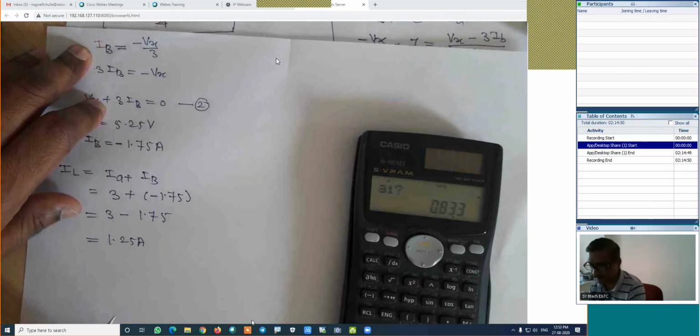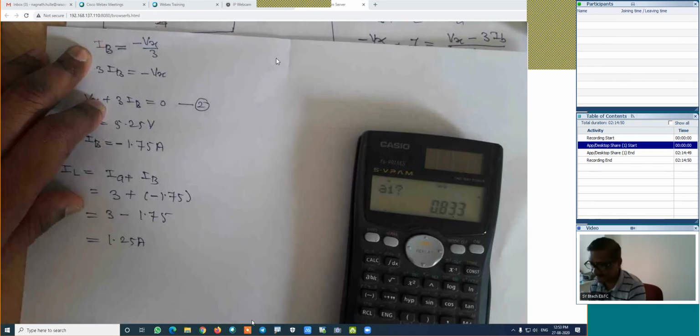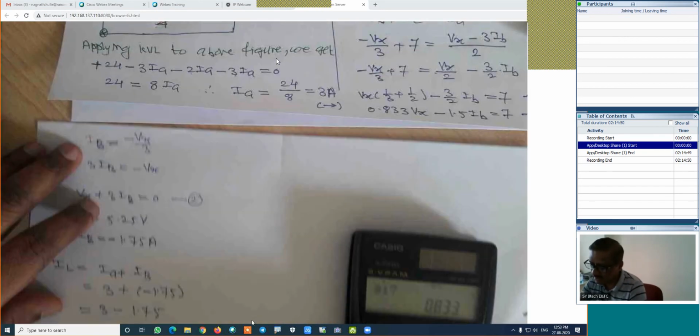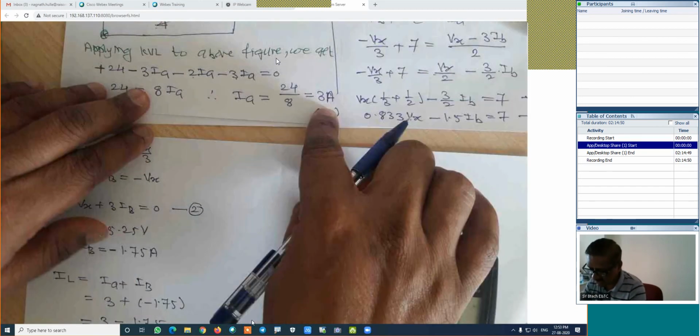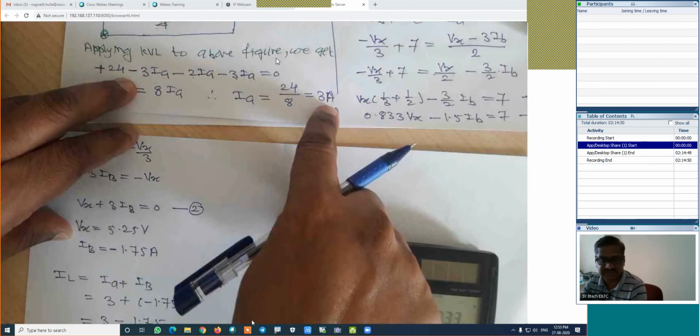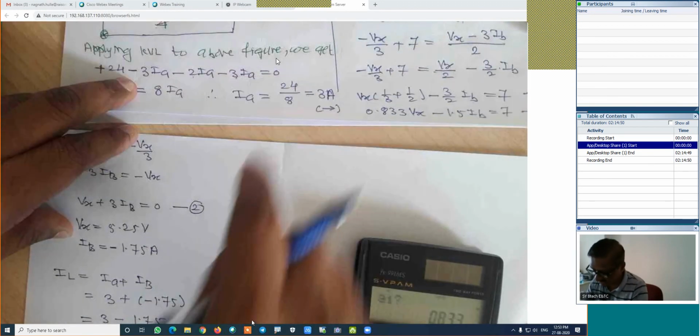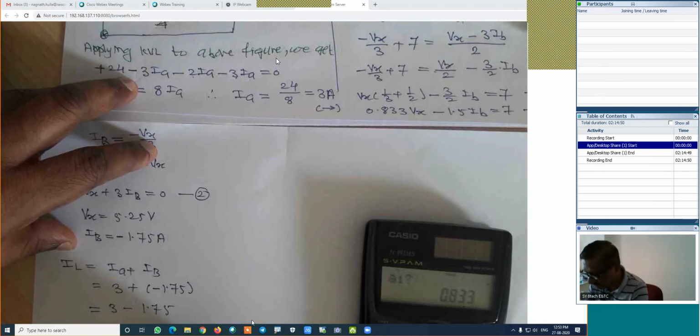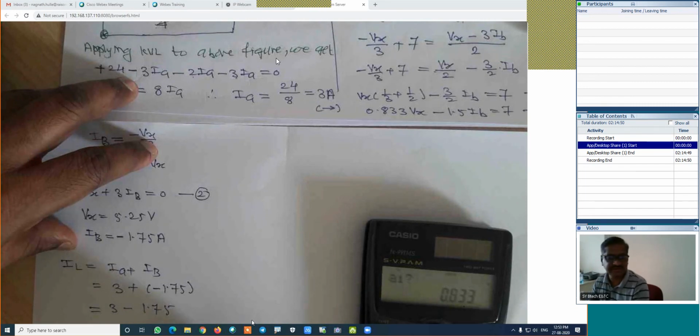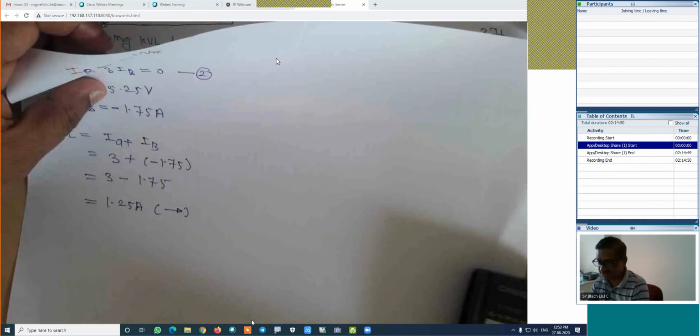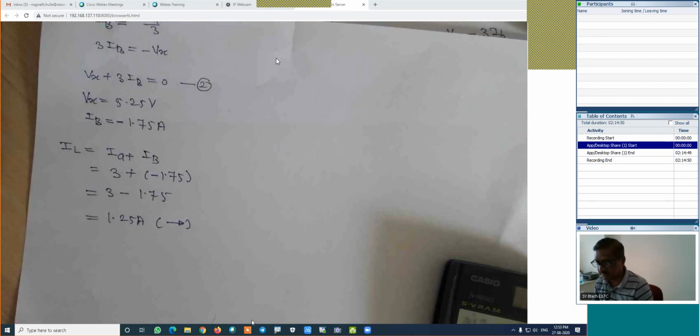But how is the direction? Which side is the final direction? Look at which one is the bigger value. Was IA bigger or IB bigger? Our IA was bigger. It is the same as IA. And how is the direction of IA? Forward. So the direction of this value will also be forward. And this is about this particular problem.